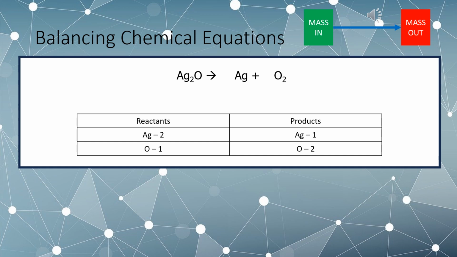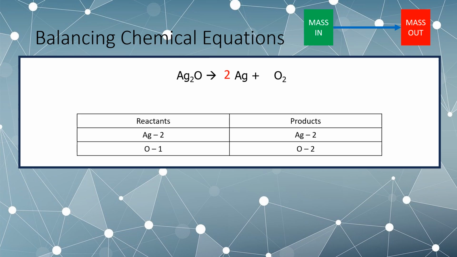So, first things first, let's balance our metals. We know Ag is a metal because it's on that left-hand side of the periodic table, next to that staircase. So, if we have 2 on the left and 1 on the right, all we need to do in this case is put a 2 in front of that Ag on the right-hand side. Now our silver is balanced, or our Ag is balanced.